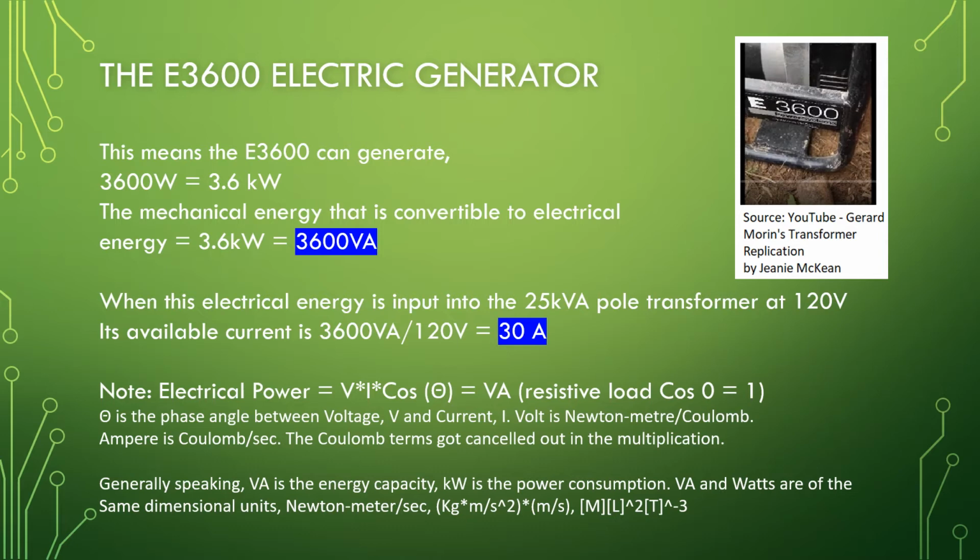Generally speaking, VA is the energy capacity. kW is the power consumption. VA and watt are of the same dimensional units: Newton meter per second, which is kilogram times meter per second square times meter per second, or ML squared T to the minus 3.